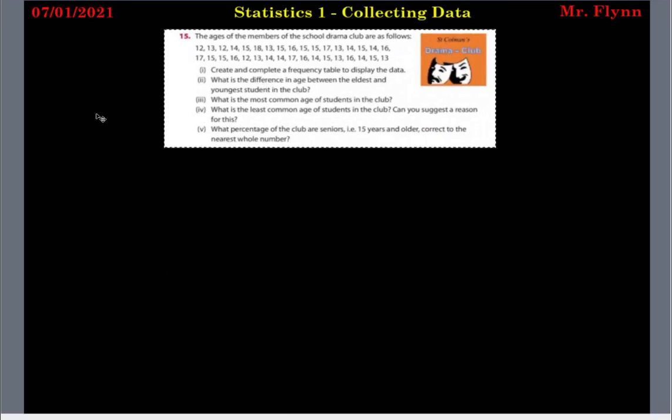The ages of the members of the school drama club are as follows, and there they are. Create and complete a frequency table to display the data. So we'll start with that. What's the lowest age? Have we any 11s? I don't see any 11-year-olds there. What's the highest? 17, 18. 18 is the highest, so we're going from 12-year-olds up to 18-year-olds. All right, so our frequency table here. We're going to start here.